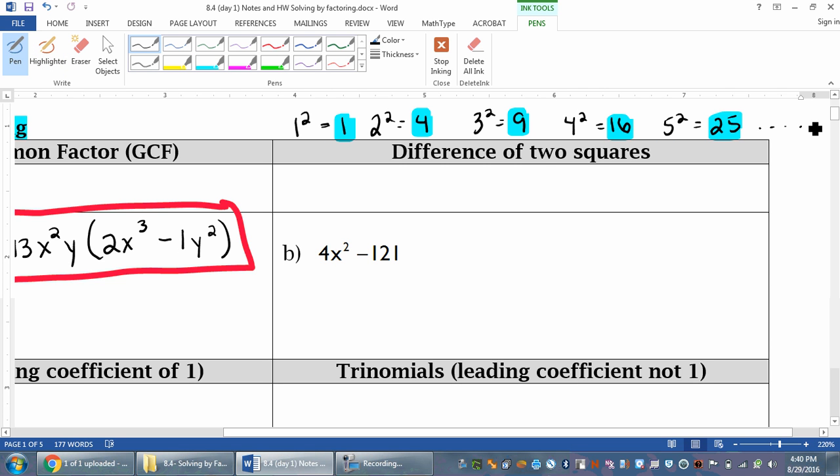So in part B, we're dealing with the difference of two perfect squares. If you recognize 4 is a perfect square, I'm going to break it up as 2x, 2x. And then 121 is a perfect square because 11 squared is 121. So since it's 11 squared, I'm going to break it up 11 and negative 11. The reason why the two x's are both positive is because it makes a positive 4x squared. One of the 11s is negative because it multiplies to negative 121. From here, those are my factors, 2x plus 11 and 2x minus 11.